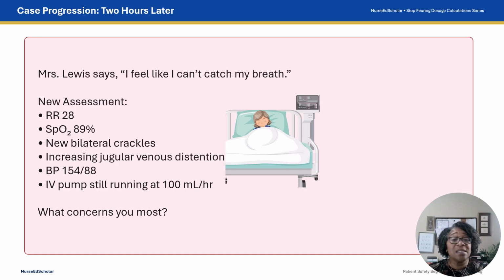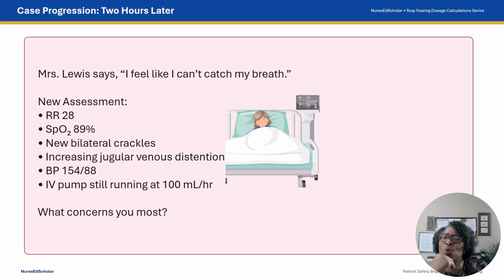You check those lungs, they were clear. Now you're hearing bilateral crackles at the bases. You look, she's got increasing JVD, or jugular venous distension. And you took her blood pressure. It was in the 90s before, now it's 154 over 88. IV pump still running at 100 milliliters an hour. Now you want to think, is the pump rate mathematically correct?